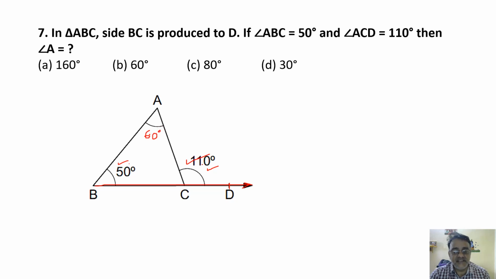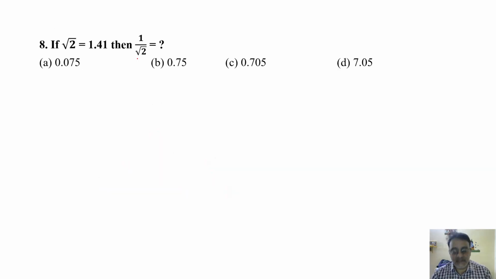60 degree. 110 degree minus 50 degree, that is 60 degree, and the correct option is B. Now we are moving toward question number 8. If root 2 is equals to 1.41, then 1 by root 2 is equals to dash. So first we will rationalize the denominator.